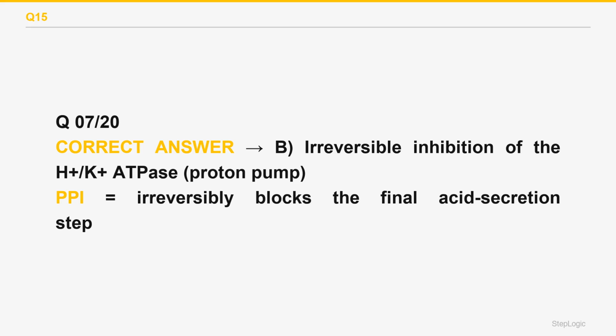Because PPIs block the final step, they are more effective than H2 blockers, which only block one of the three upstream stimulators, histamine. PPIs are used for GERD, peptic ulcers, H. pylori eradication regimens, and Zollinger-Ellison syndrome. Long-term concerns include reduced calcium and B12 absorption, increased C. difficile risk, and hypomagnesemia. The irreversible proton pump inhibition is the mechanism of omeprazole.